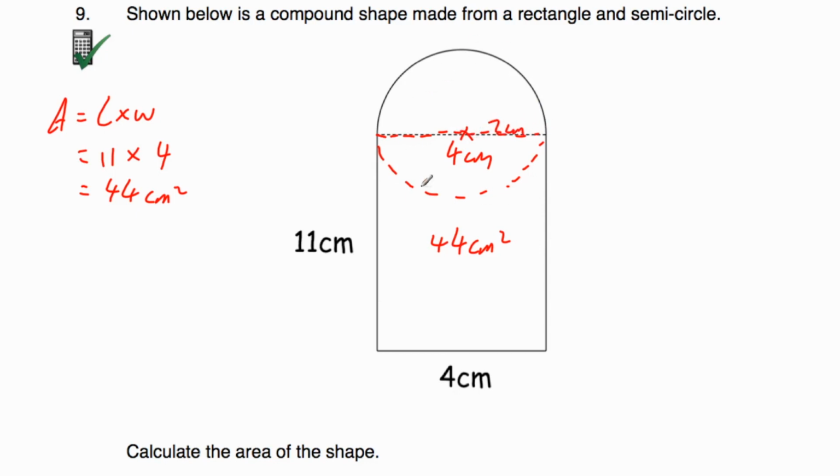So if we do pi times the radius squared, we can get the area of the whole circle, and then half it to get the area of the semicircle, and then we can add that to the area of the rectangle. So let's find the area of the whole circle.